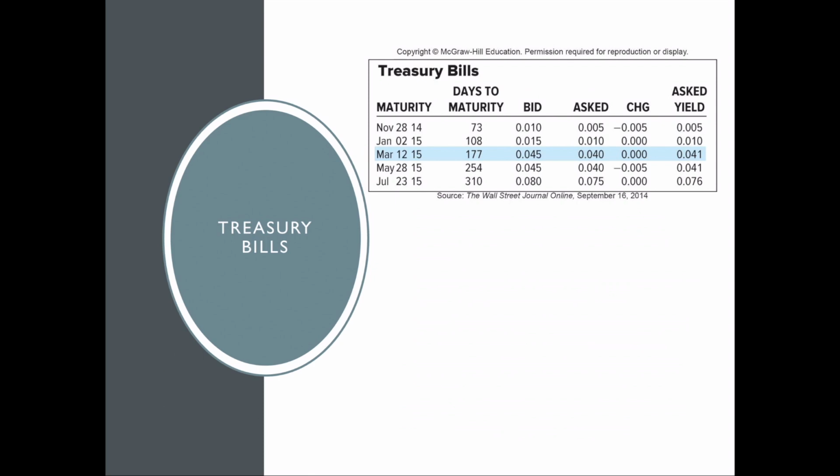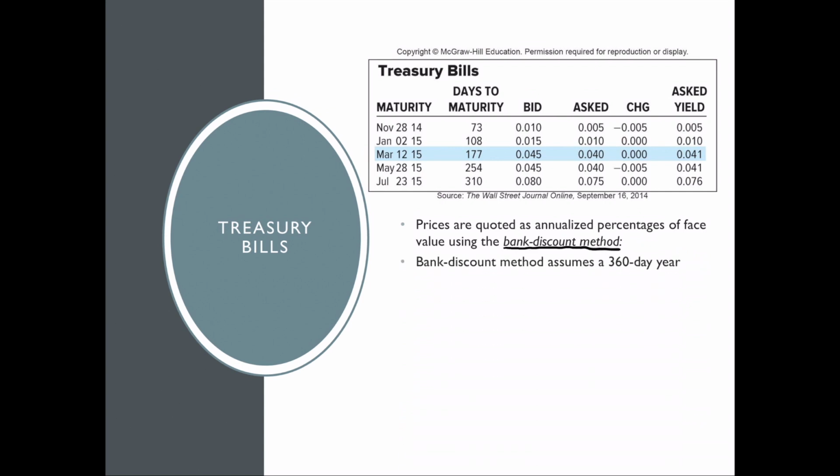So let's continue on with an example here. These prices are quoted as an annualized percentage of face value, using what is called the bank discount method. So you will need to know what the bank discount method is. The bank discount method assumes a 360-day year. We'll explain that more coming up.